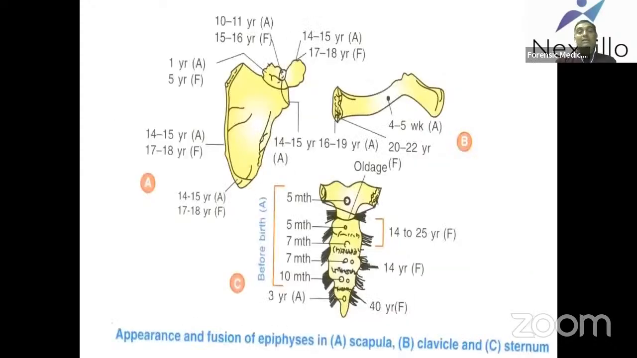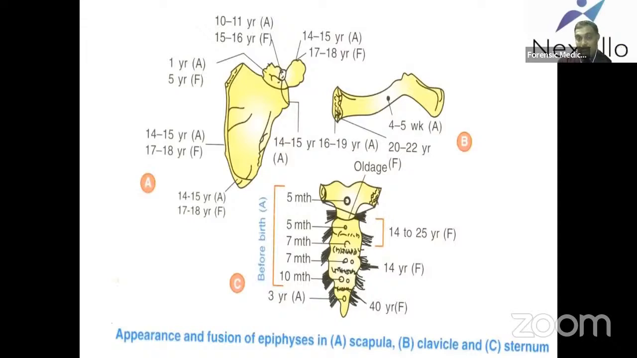So this is some of the appearance and fusion of the epiphyses. One, if you can see here, is of the scapulae, clavicle, and the sternum. Here the A, B, C, the three important diagrammatic presentations, if you can see. Just notice: A means appearance, and F means fusion. And the years that have been written are the age of the individual, the age of the human being, you can say. So a different part, you can see in the sternum also.